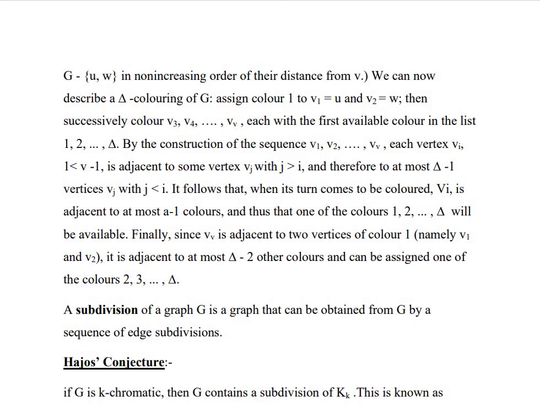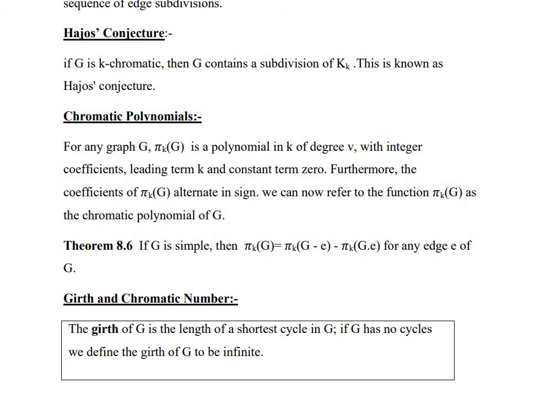Next is a definition of subdivision of a graph. Here, a subdivision of a graph G is a graph that can be obtained from G by a sequence of edge subdivisions. We can see what is a Hajos conjecture. If G is k-chromatic, then G contains a subdivision of K_k. This is known as Hajos conjecture.